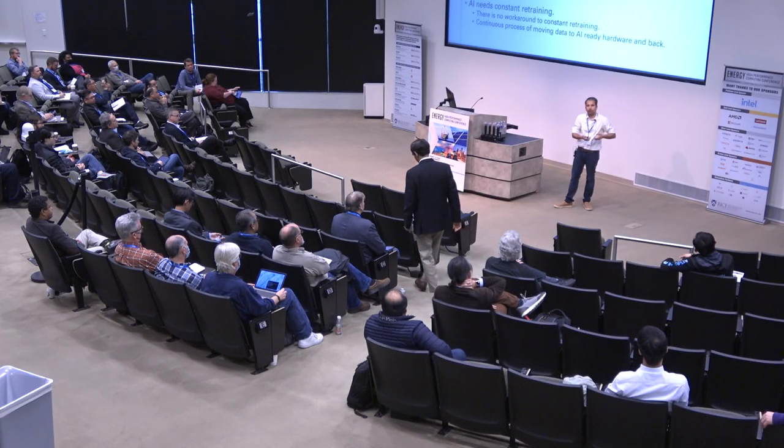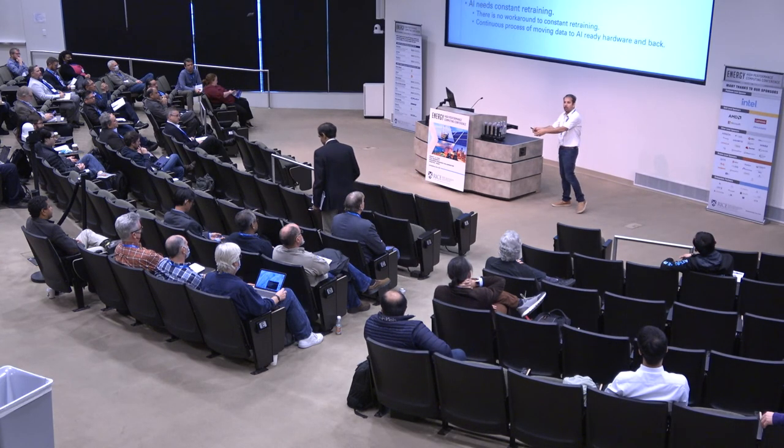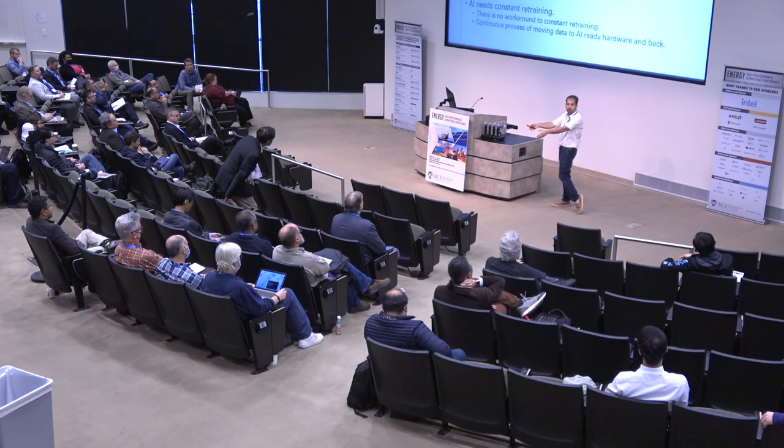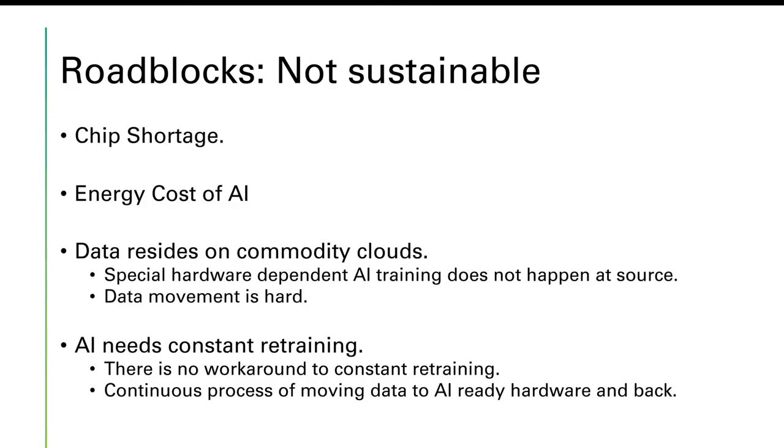We take the model from this AI-ready hardware to the cloud or to the edge or to where we want to use it, deploy it there, and then hopefully that model does not require a lot of refreshing again and again. But that's not what the reality is, because AI needs constant retraining. I know there are a lot of technologies out there which say that we can do it incrementally, but incremental update means you are losing accuracy.